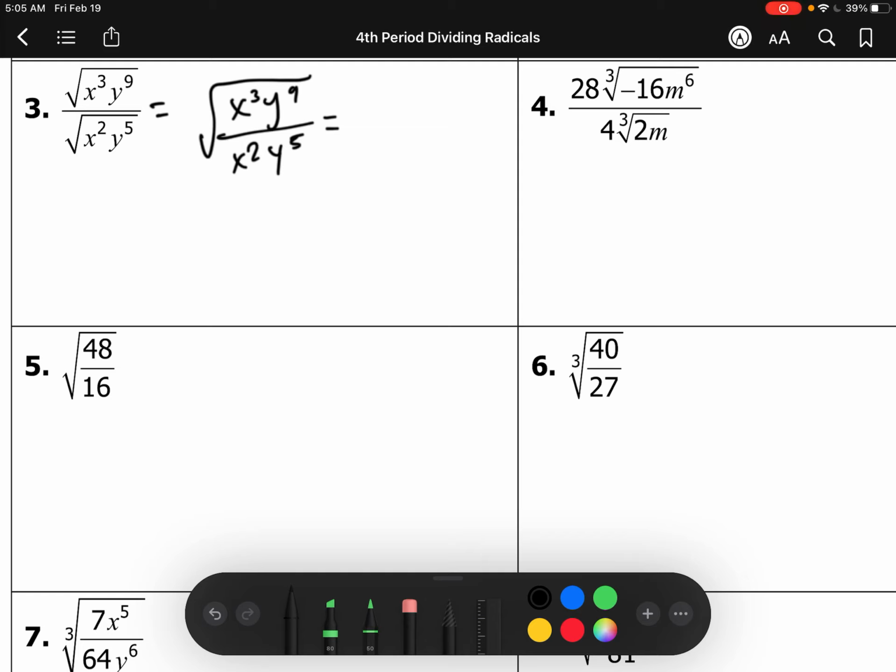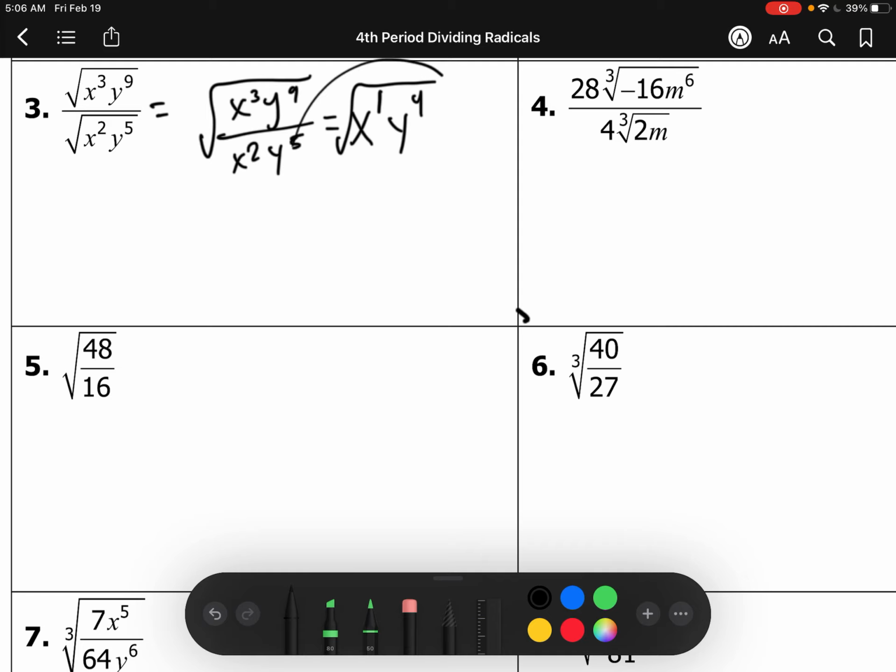And the quotient rule of exponents tells us that if you have a variable raised to an exponent divided by the same variable raised to an exponent, you're going to subtract the exponents, right? So I have x raised to the third power being divided by x raised to the second power. My answer would be the variable, and the exponent would be what I get when I subtract the exponents, right? So 3 minus 2 is 1. So this would be x to the first power. And then I have y raised to the ninth power divided by y raised to the fifth power. So again, we're going to subtract the exponents. So my answer is going to be y, and 9 minus 5 is 4, so y to the fourth power.